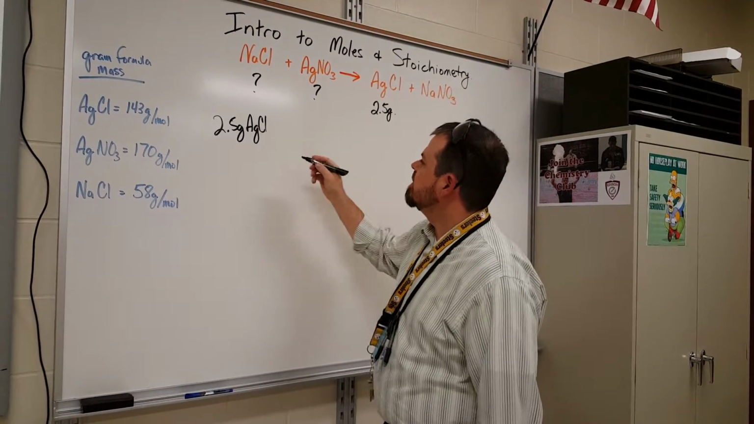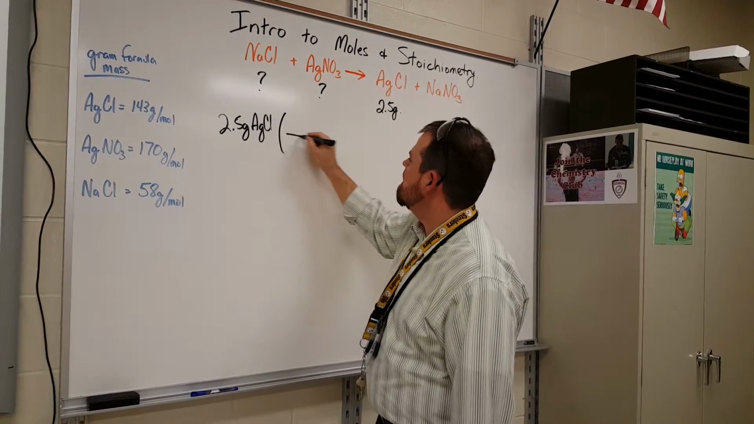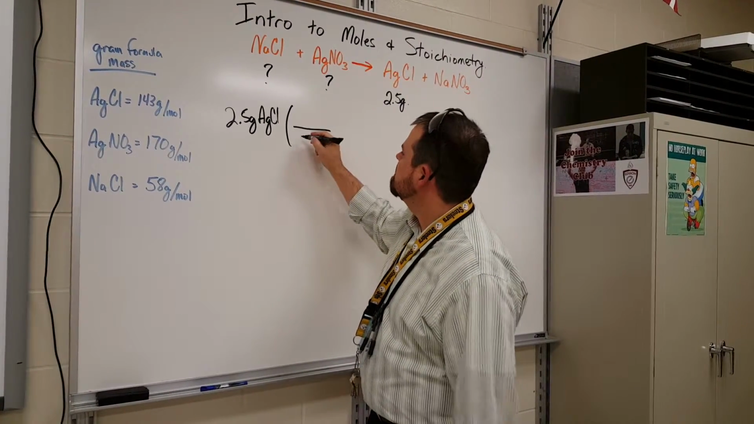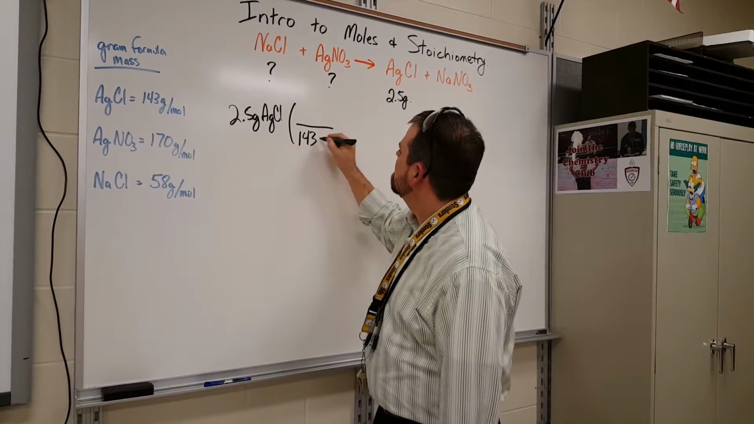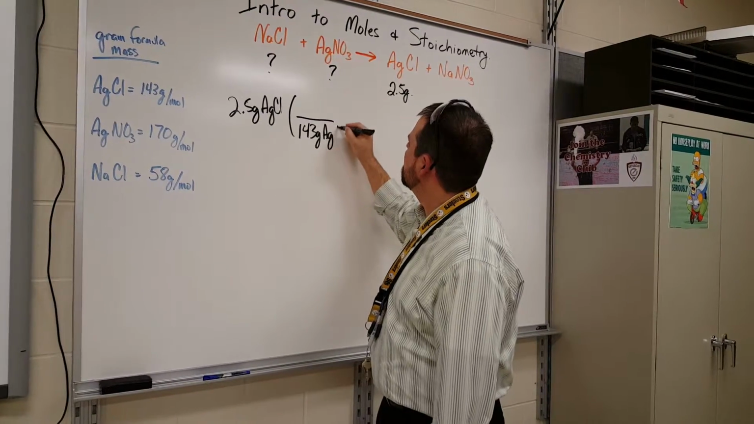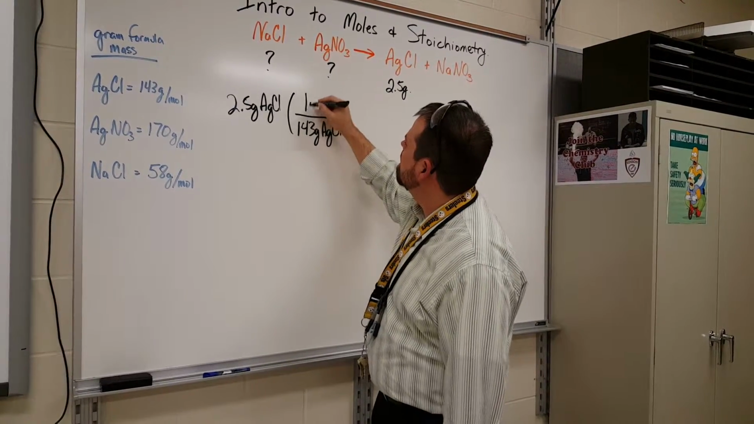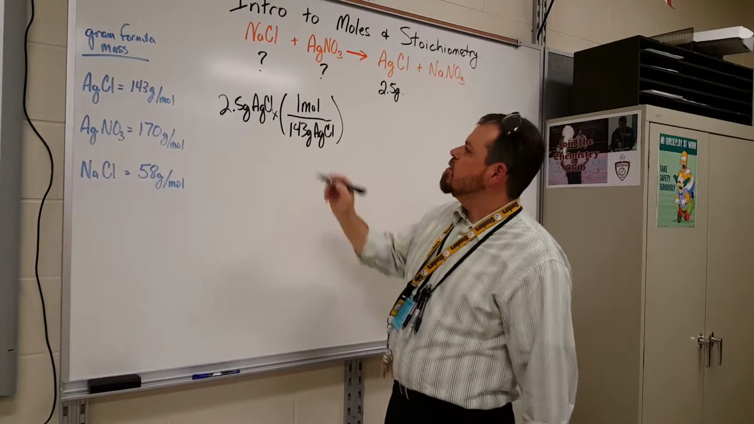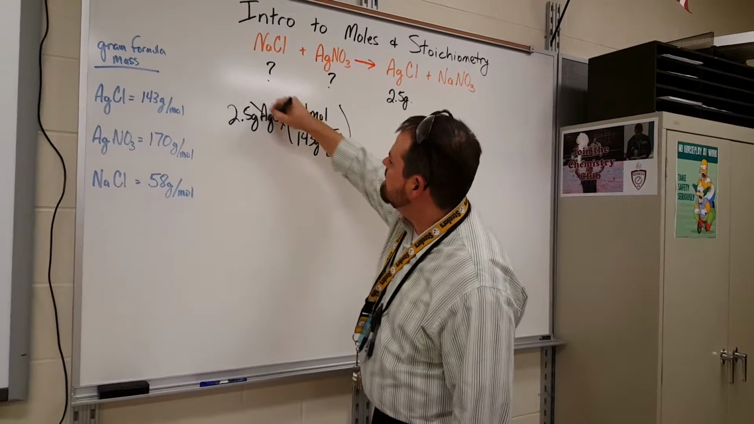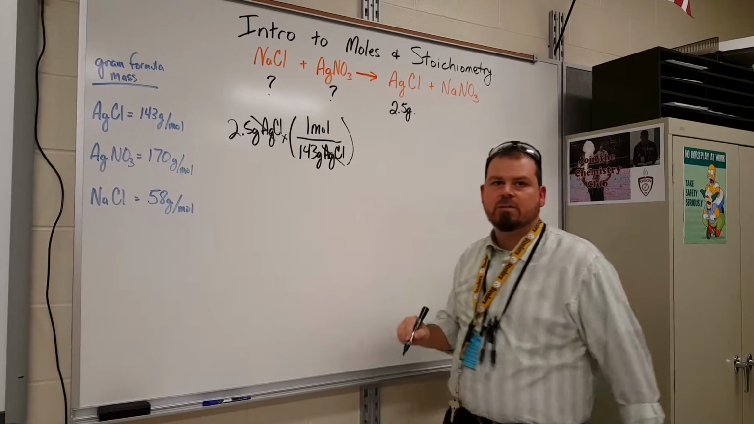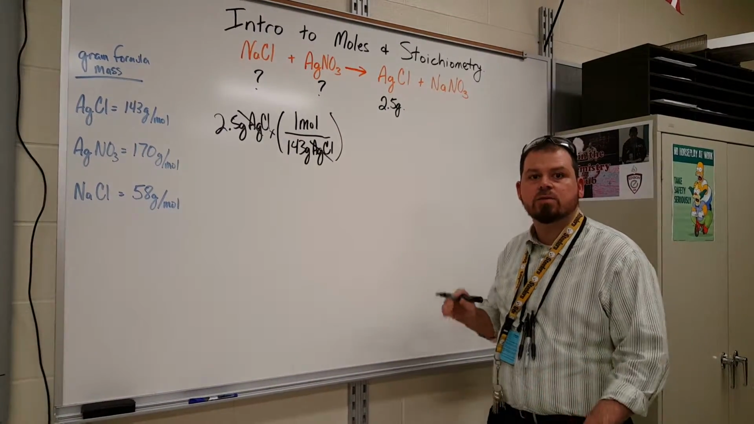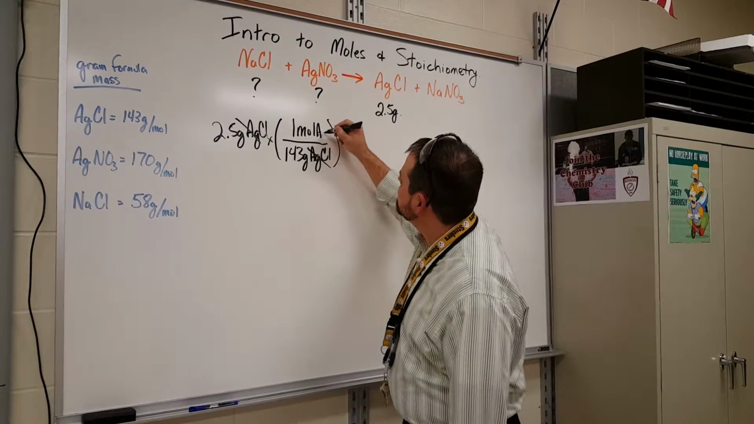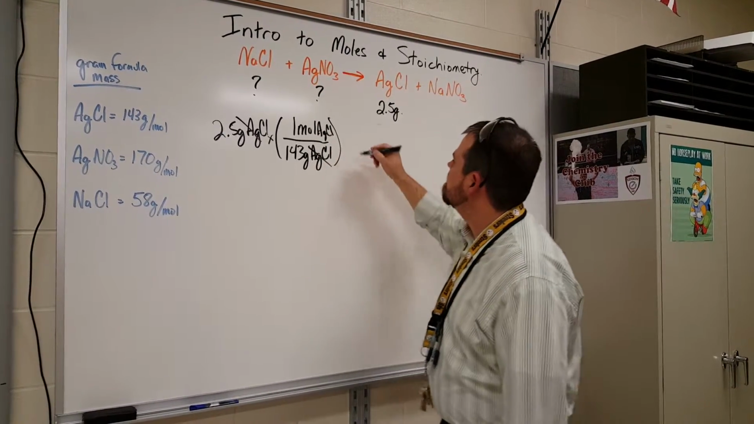What I need to do is convert this into moles of AgCl, and I know that 143 grams of AgCl, silver chloride, is 1 mole. This is a unit conversion piece right here. I'm going to multiply that. When I do that, my grams of AgCl are going to cancel out with my grams of AgCl if I set it up right. So we're going to learn how to set these bad boys up. Now I'm going to be in moles of AgCl. Let me keep my units right.